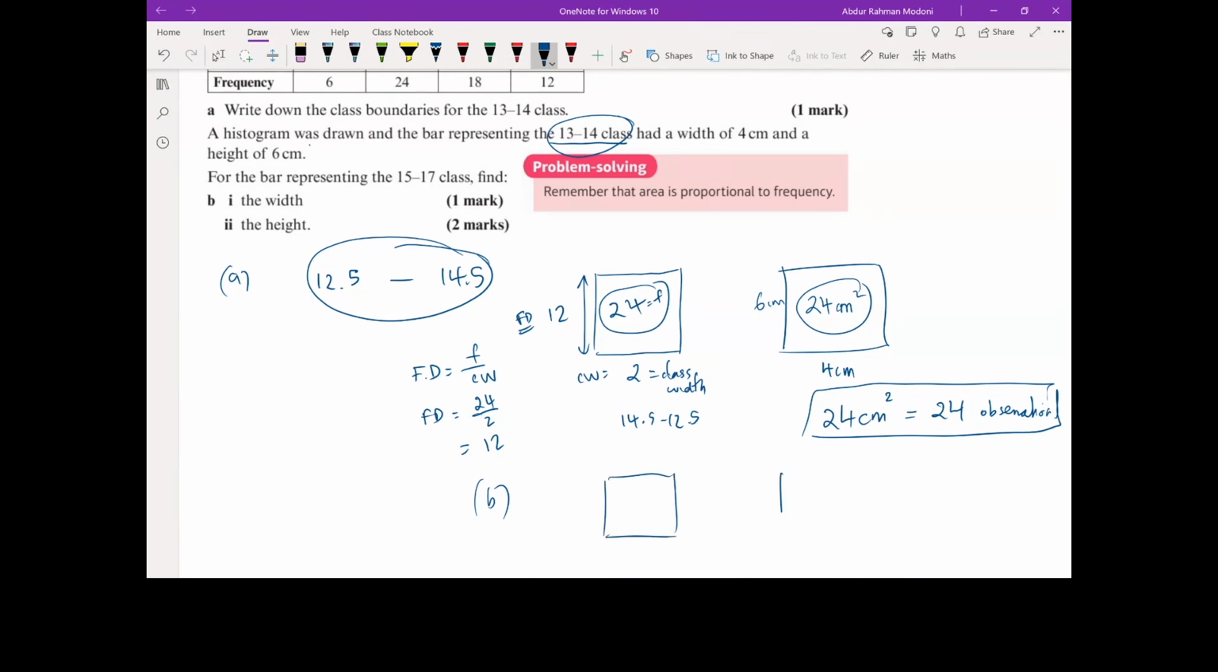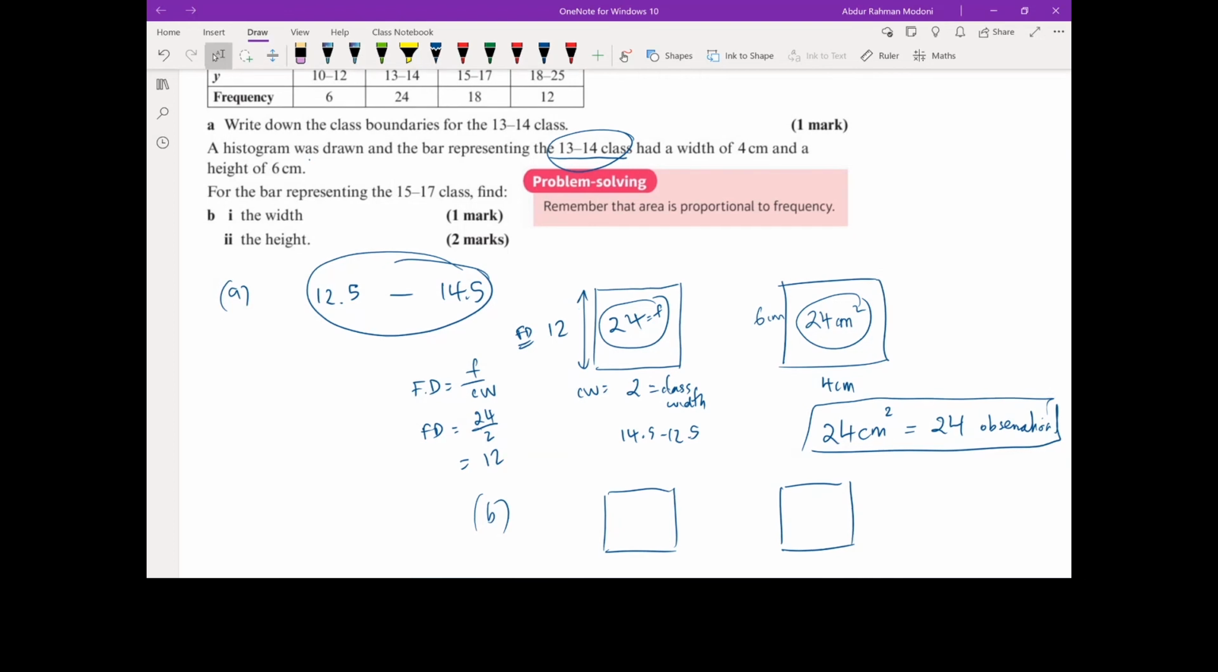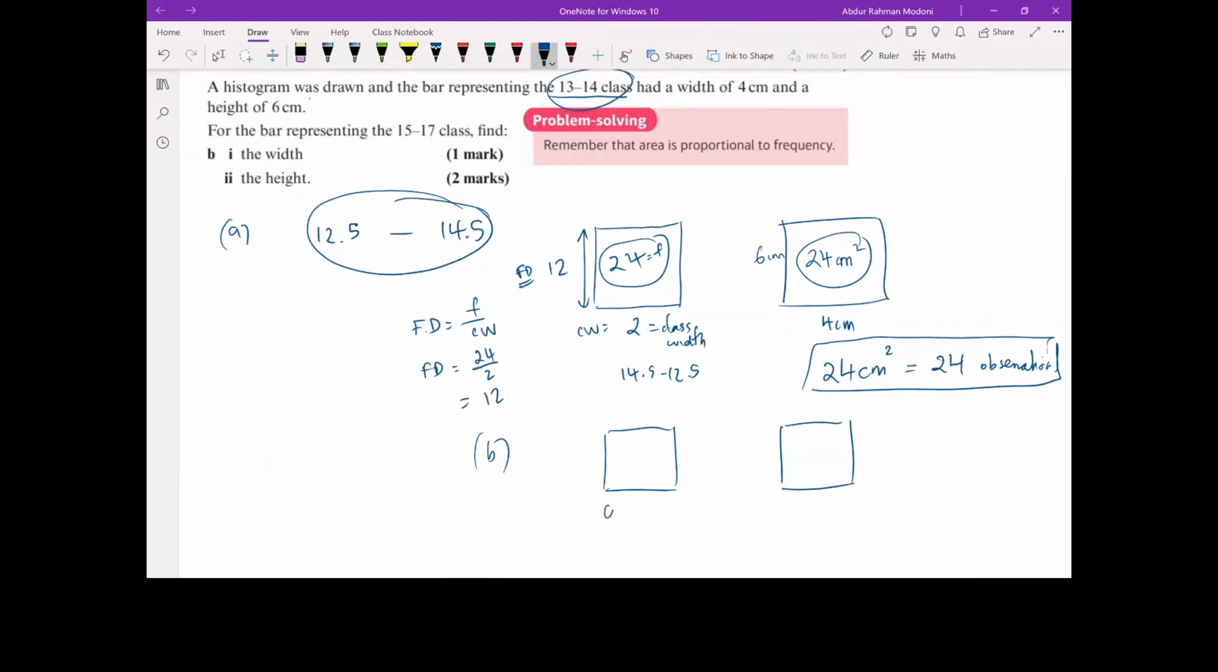So now for part B, I'm going to draw a bar. Again, two bars, one which is going to have my centimeters and one which is going to have my frequency density and class width. So for this bar, it's the 15 to 17 class. And again, the 15 to 17 class has a class width of 3, because it's going to go from 14.5 to 17.5. So be careful, this one has a class width of 3. So I'll write down here class width is equal to 3.